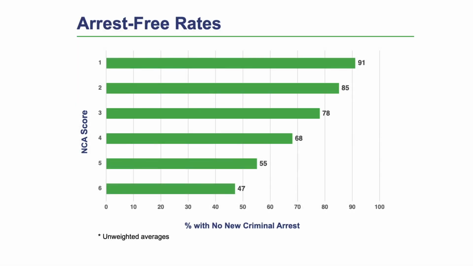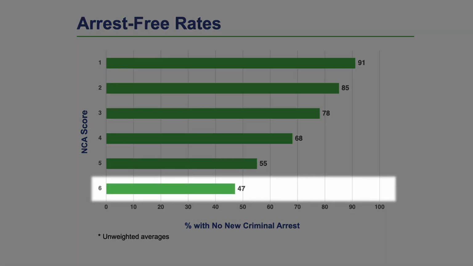And for cases with NCA scores of 6, those assessed as being most likely to be arrested during pretrial release, those whom you may be the most concerned about, they remained arrest-free about half, or 47% of the time.